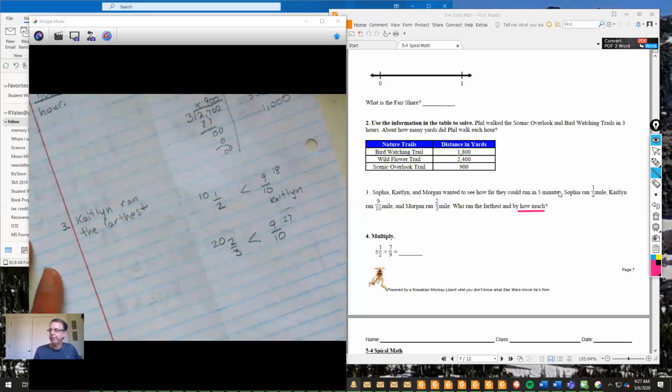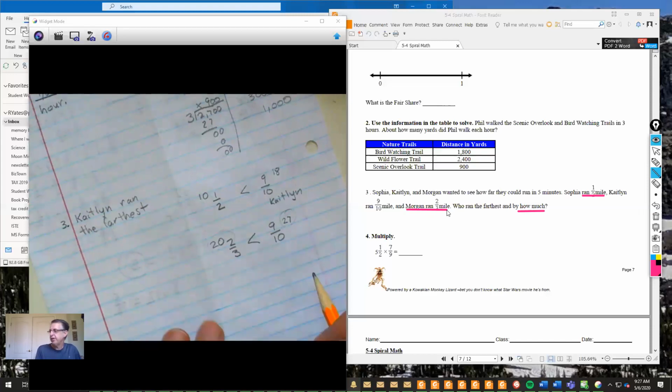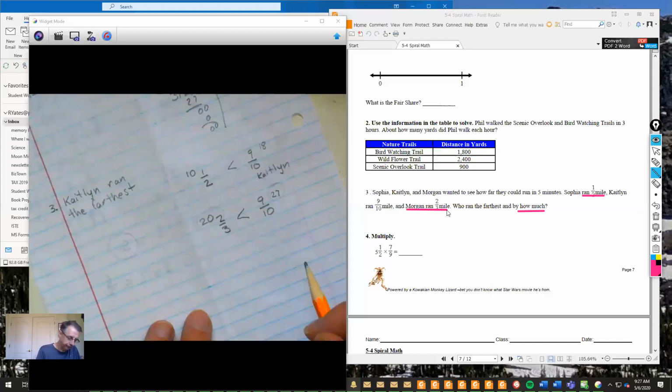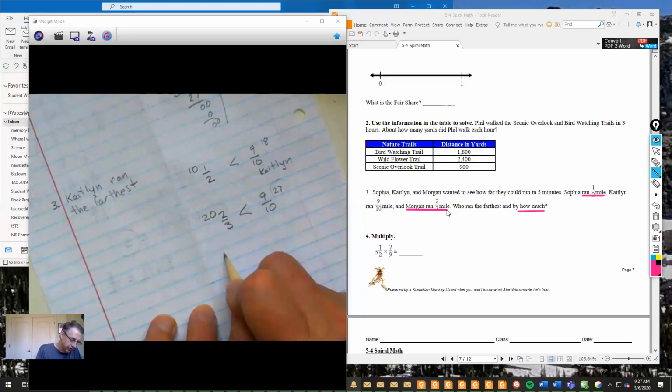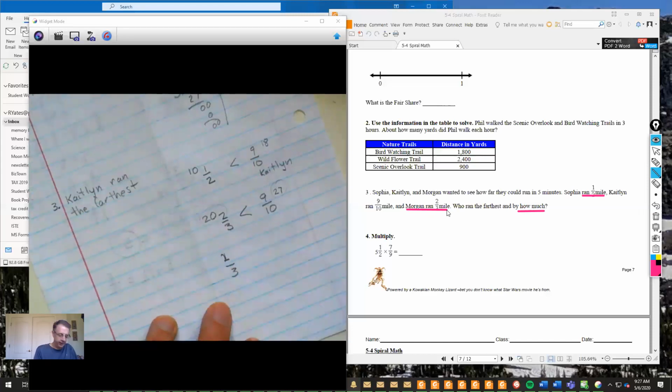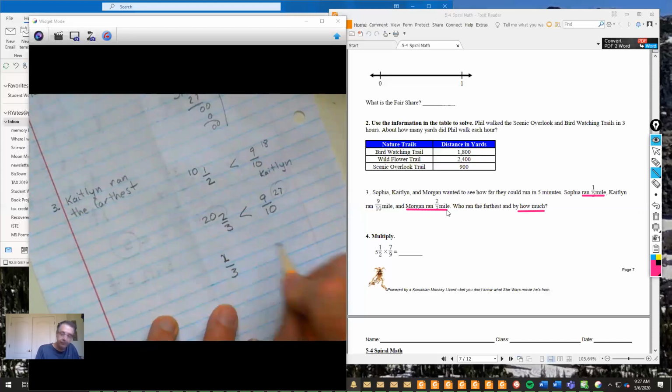Morgan or Sophia, because they're the other two people running, and I want to make sure. So I want to look at Morgan's number and Sophia's number. What I'm going to do is see which one is the biggest here. So I'm going to look at 2/3, which is Morgan's distance of a mile, and Sophia's, which is 1/2 of a mile. And I'm going to compare them.